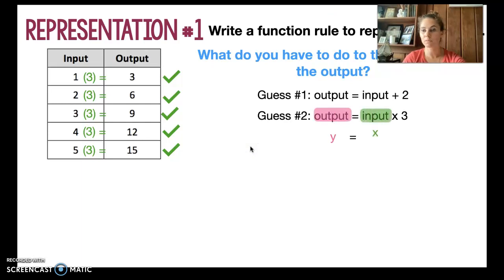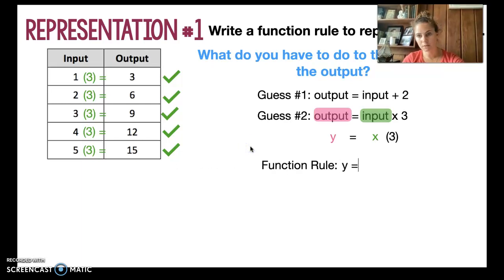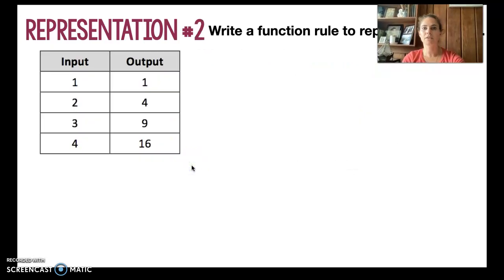So this is the correct answer, and now we're just going to turn that into variables. So my output usually means y, my input means x, and then we have a times 3, and if we write that mathematically correct, we have y equals 3x. So now this rule, y equals 3x, represents not only this table of input-output pairs, but every single input-output pair that follows this same rule.